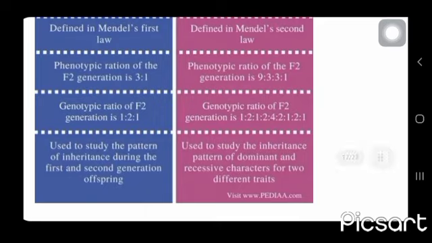Monohybrid inheritance is used to study the pattern of inheritance during the first and second generation offspring. And dihybrid inheritance is used to study the inheritance pattern of dominant and recessive characters of two different traits.